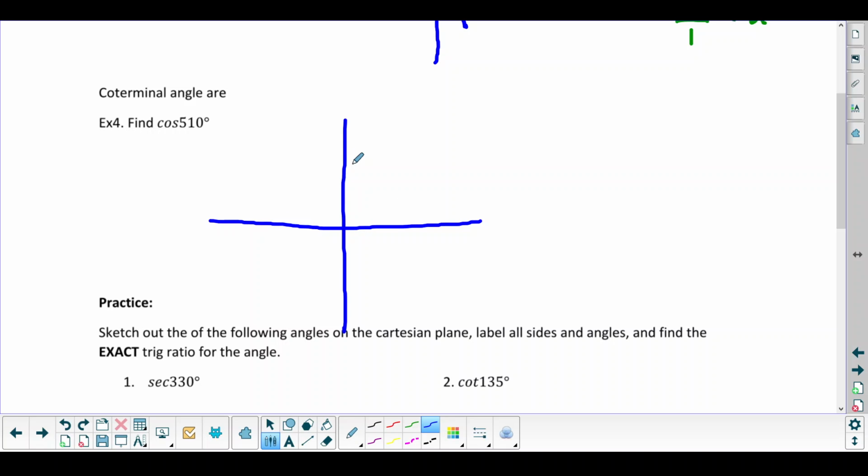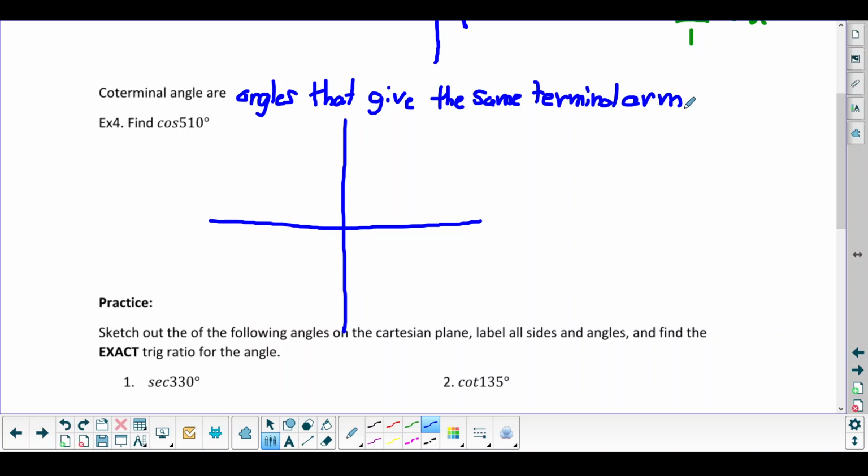Okay, we aren't going to do that because there's this idea of what are called coterminal angles. So coterminal angles are angles that give the same terminal arm. And if they give the same terminal arm, they must give the same trig ratios because our diagram would be identical.